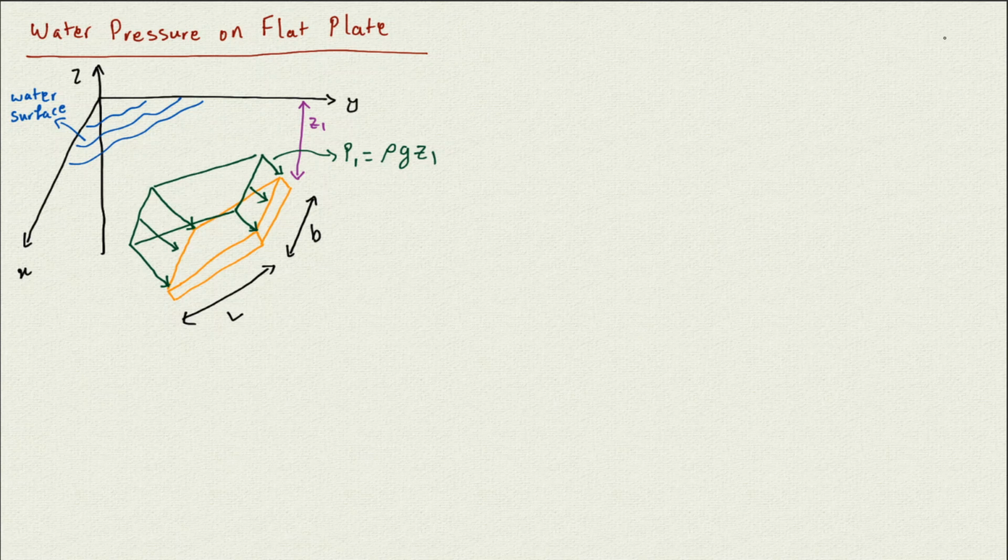The same for this part here. If I assume the distance to the water surface from here to the bottom of the plate is z2, then the pressure here is rho g z2. So we have the pressure on the top, and we have the pressure on the bottom.